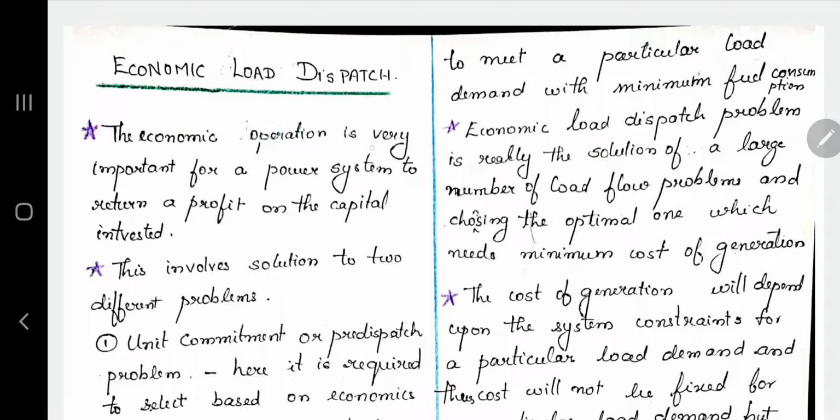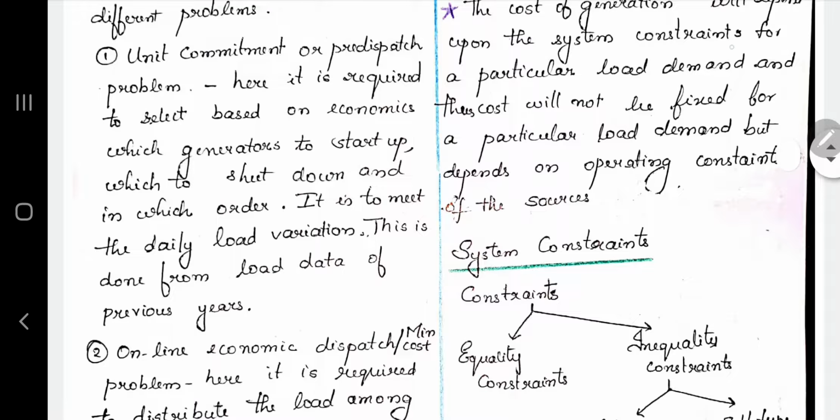The economic operation is very important for a power system to return a profit on the capital being invested. That means there should be a proper profit for the capital being invested. And this economic operation involves the solution of two different problems. One is the unit commitment or pre-dispatch problem, and the second one is the online economic dispatch or minimum cost problem.